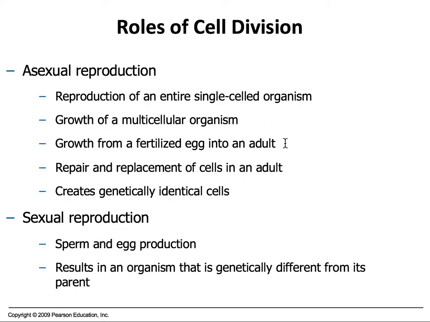Now, growing from a fertilized egg, so each human was once a zygote, and growing from that zygote into a baby, into an adult, that involves asexual reproduction. Asexual reproduction helps replace cells that have died or that have become worn out, like our skin cells are constantly being worn out, and we're constantly replacing them through asexual reproduction.